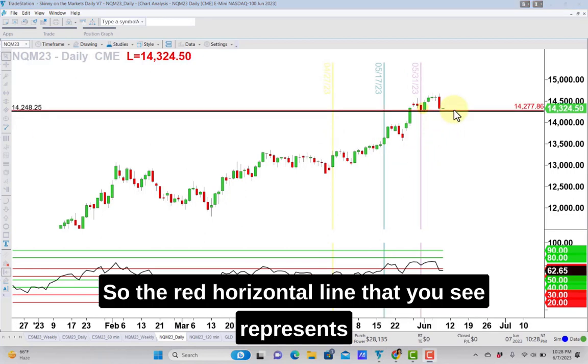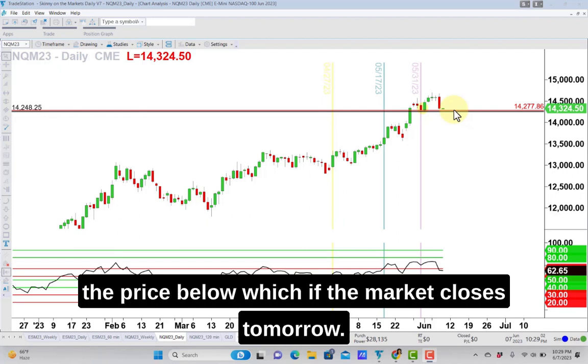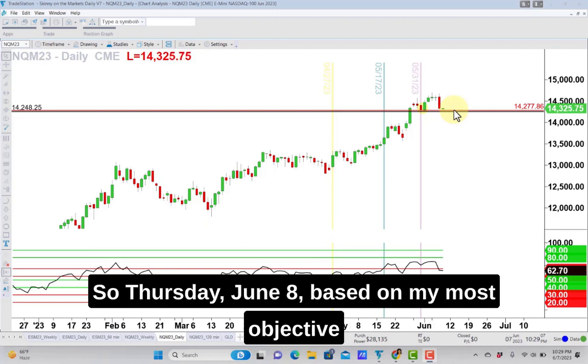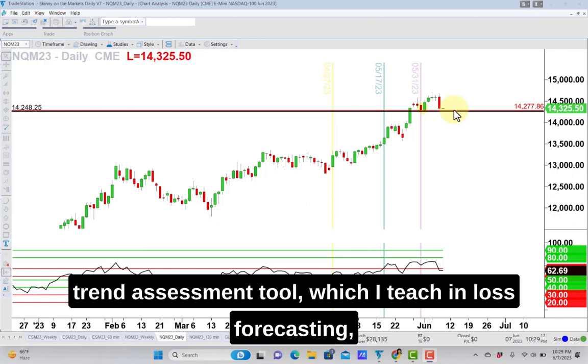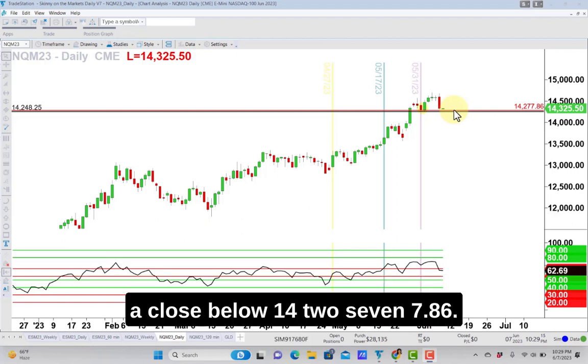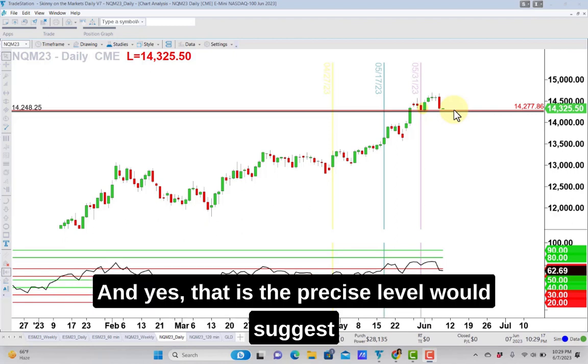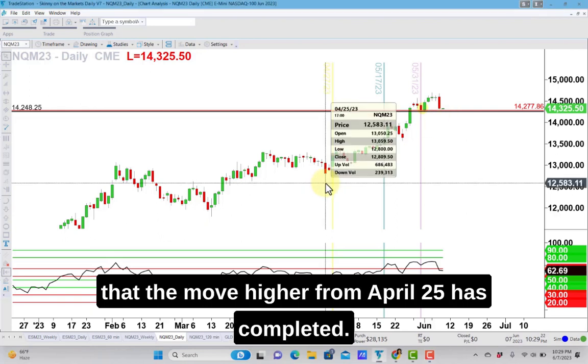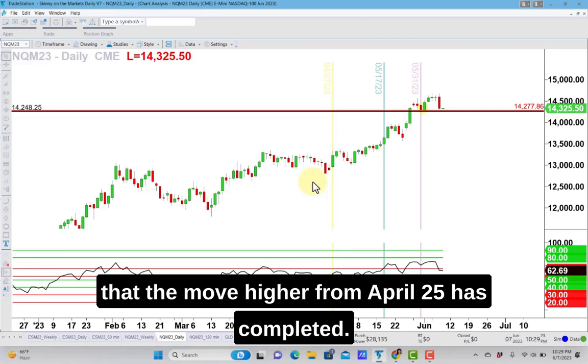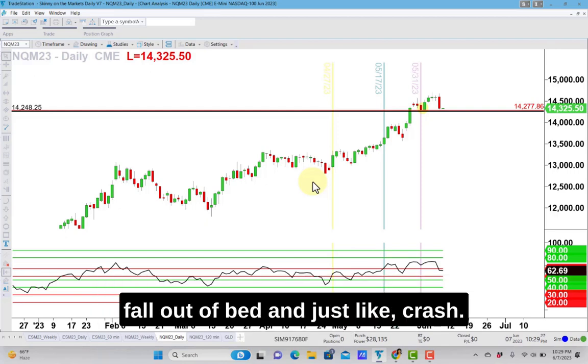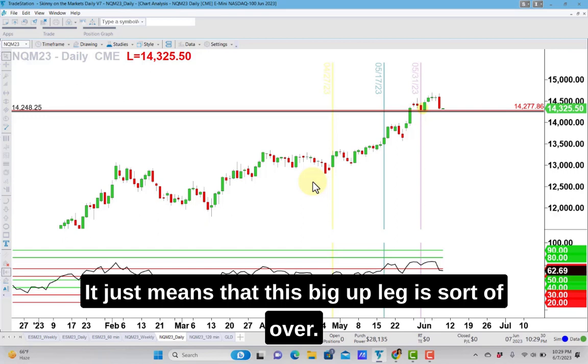The red horizontal line that you see represents the price below which, if the market closes tomorrow, Thursday, June 8th, based on my most objective trend assessment tool, which I teach in Lost Forecasting, a close below 14,277.86, and yes, that is the precise level, would suggest that the move higher from April 25th has completed. It doesn't mean the market's going to fall out of bed and crash. It just means that this big up leg is sort of over.